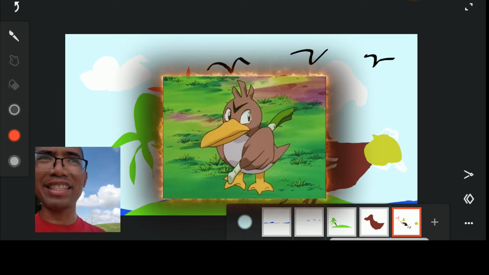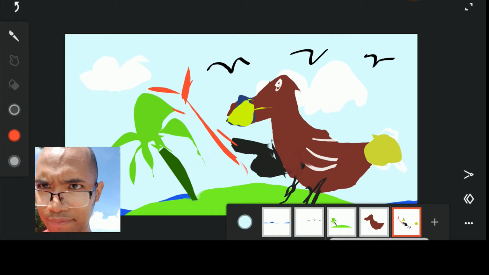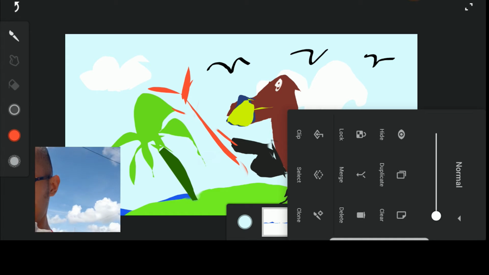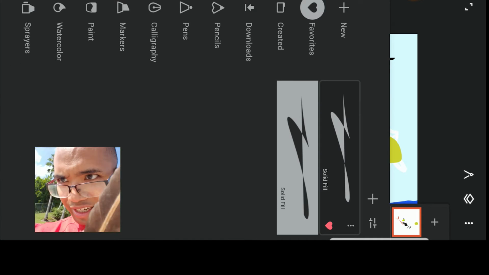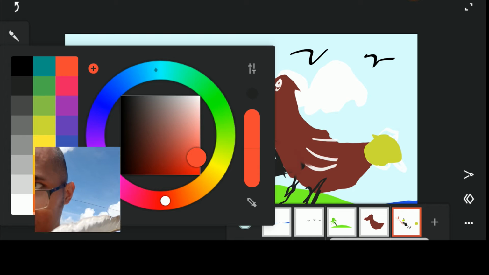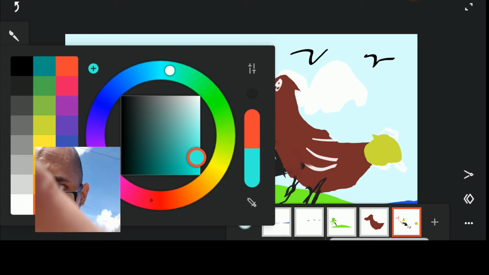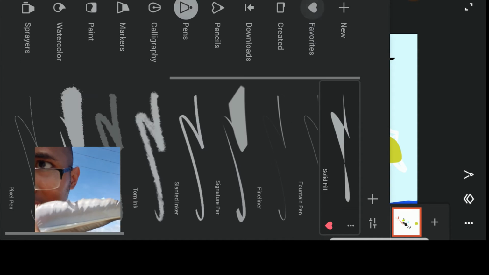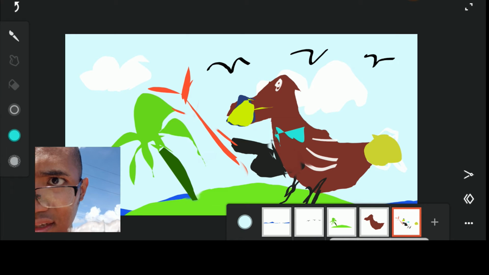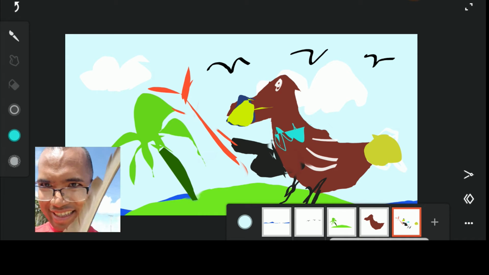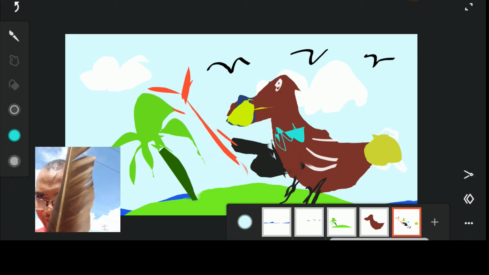Trying to give it a far-fetched look. Almost done. Color. Oh, we're still in the fill mode. Well, I think we're done. Hey, this is really hard to draw with.